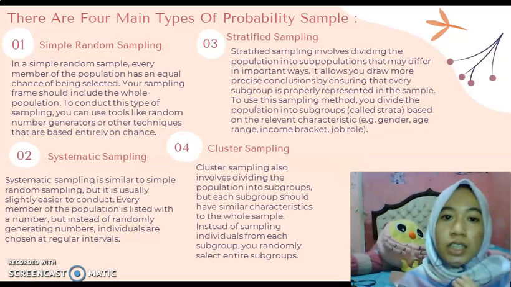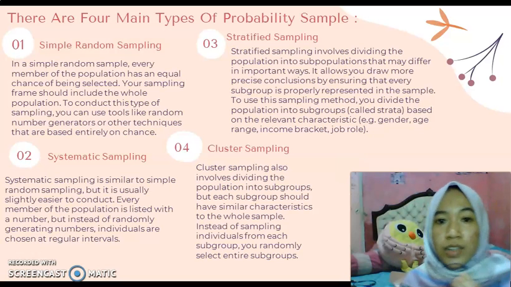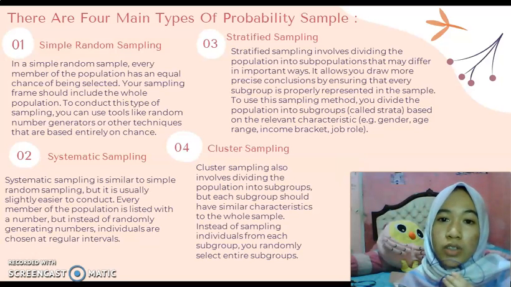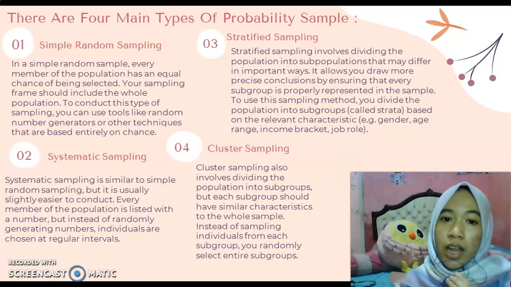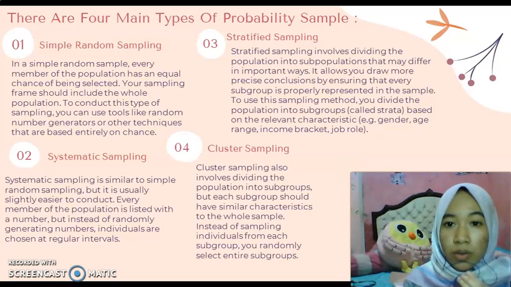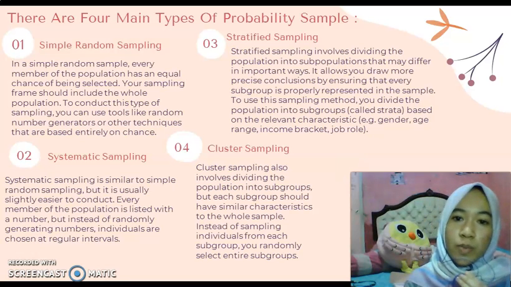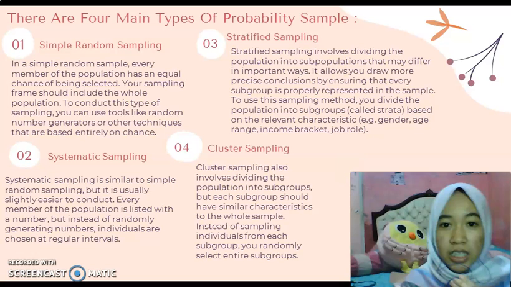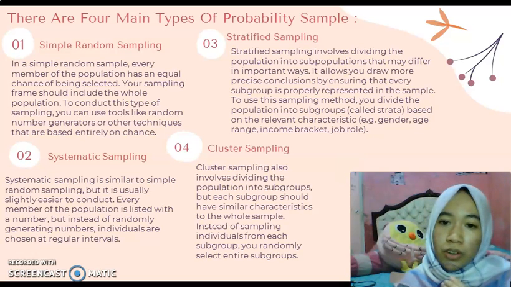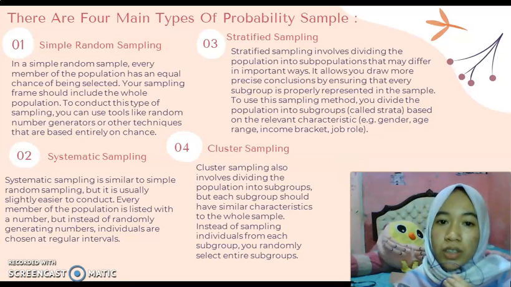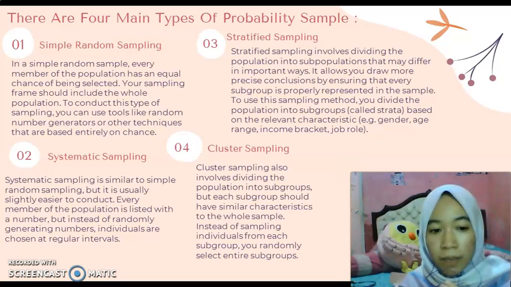The third is stratified sampling. Stratified sampling involves dividing the population into subpopulations that may differ in important ways. It allows you to draw more precise conclusions by ensuring that every subgroup is properly represented in the sample. To use this sampling method, you divide the population into subgroups called strata based on the relevant characteristics. Example: gender, age range, income bracket, job role, and many others.